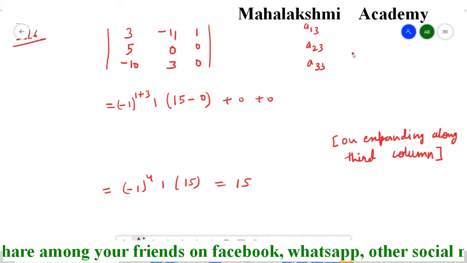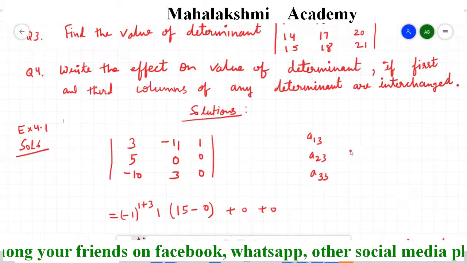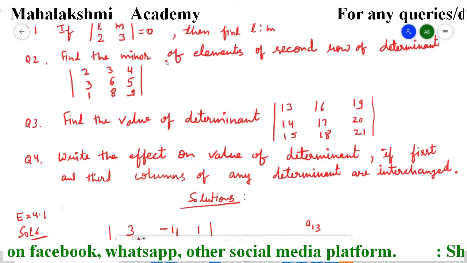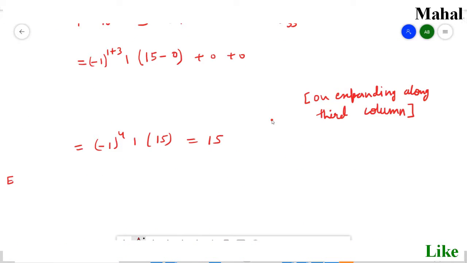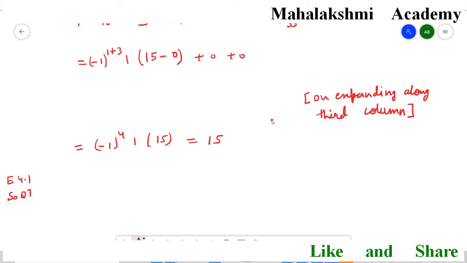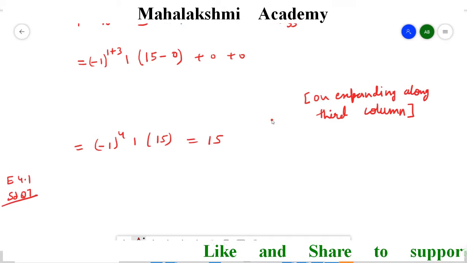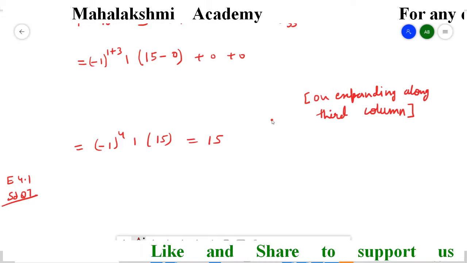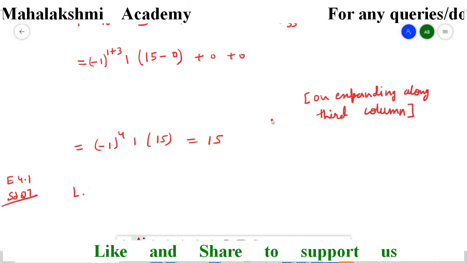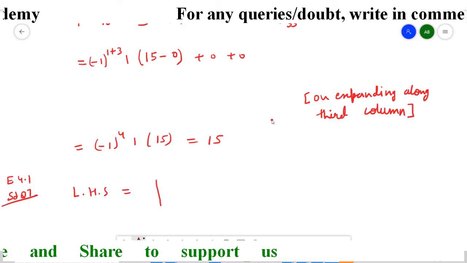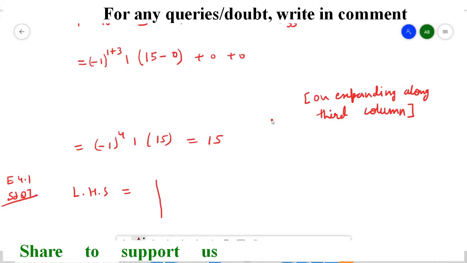Now we'll move to the next question of the same exercise. The question is exercise 4.1, solution of question 7. In that we have to prove something. So we will start with the left hand side. The left hand side is, you can see the question in your books.